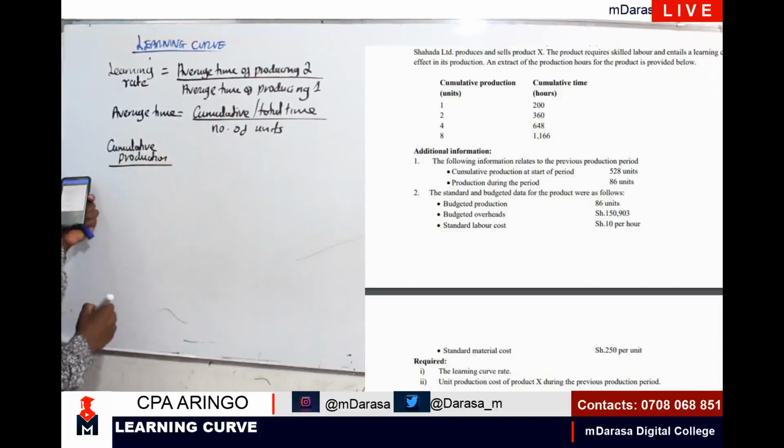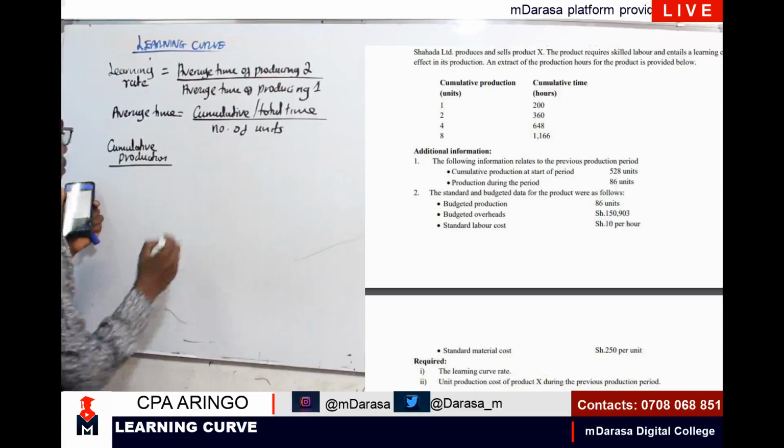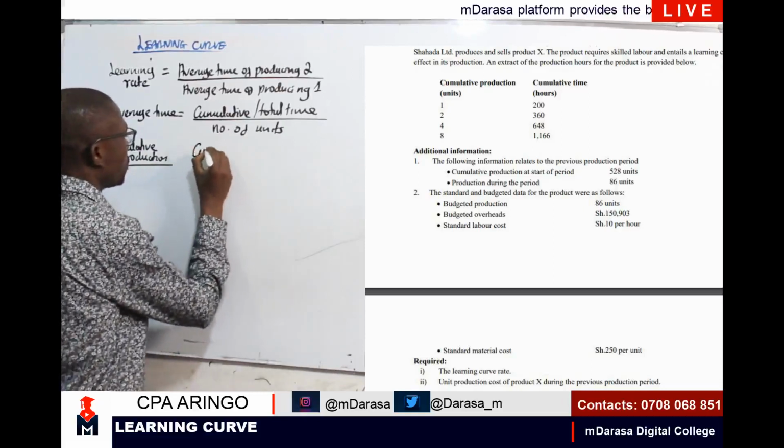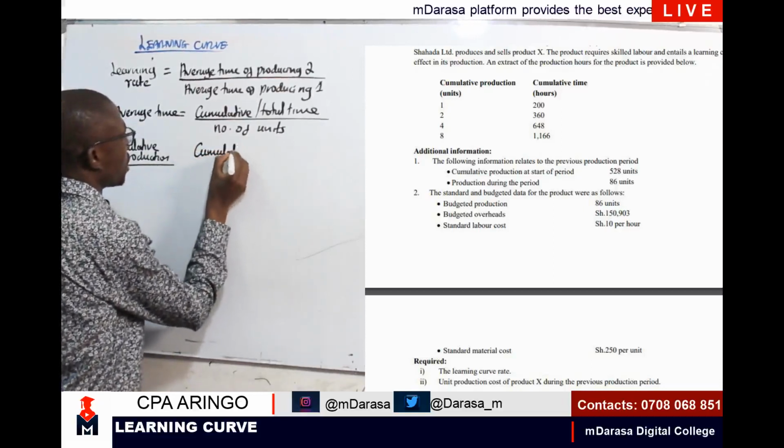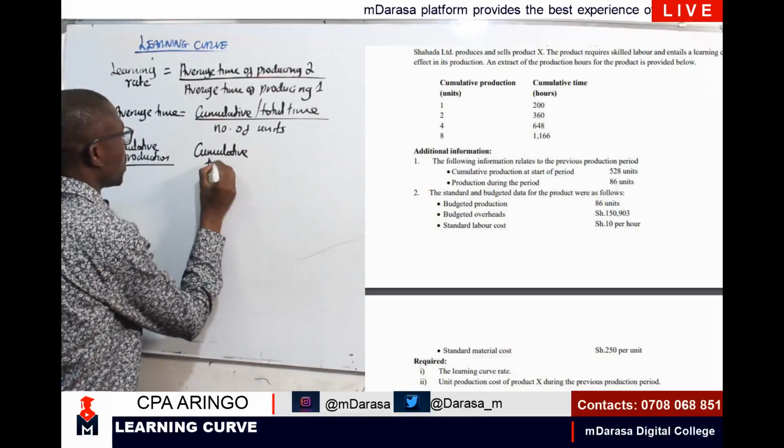And in this case, you're also given what? The aspect of cumulative time. We are given our cumulative time.